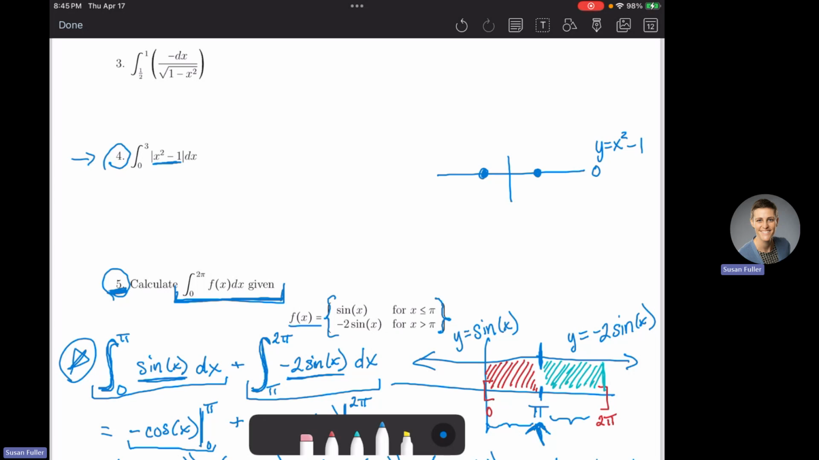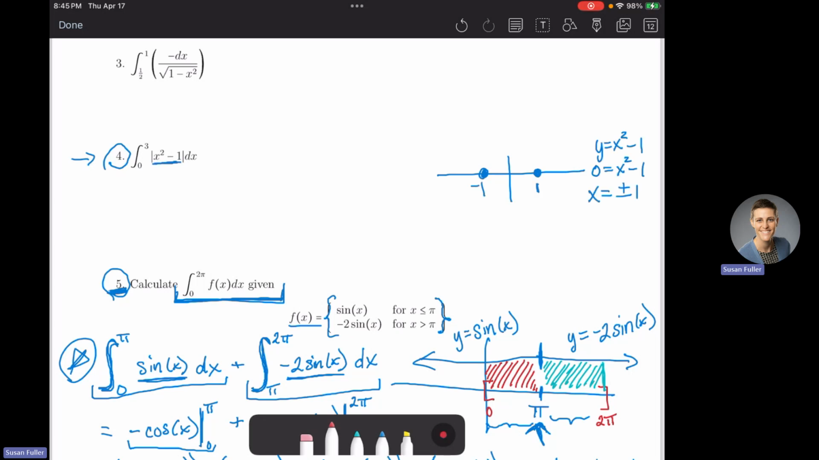We have to find the x-intercepts of this. To find x-intercepts, you set y equal to 0, and you're going to solve this out. You can either factor x squared minus 1 as a difference of squares, or you can add the 1 over and take the square root of both sides. Either way, you're going to get x equals plus and minus 1 for the solutions there. That means my x-intercepts here are 1 and negative 1. So here's my x-intercept of 1, and here's my x-intercept of negative 1.